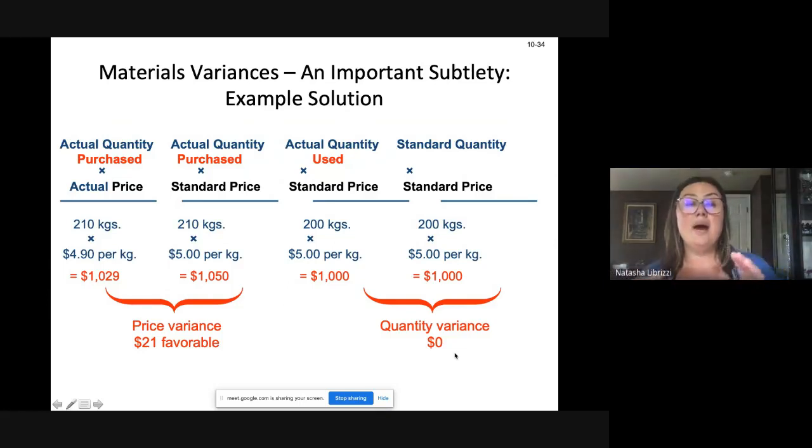So when my material quantity purchased does not equal quantity used, you're going to find this middle part, you will have to recalculate it. Those two are different because actual quantity purchased is different than actual quantity used. So this is very important. This is my slide 34 that I might have to refer you guys back to.